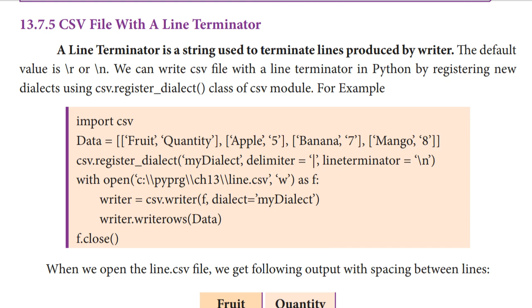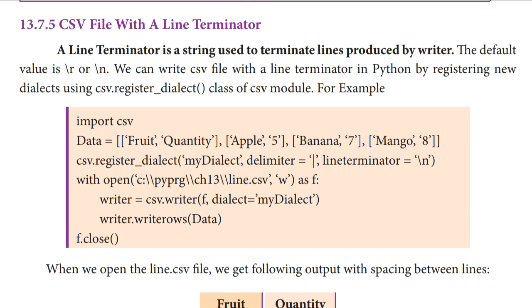We can write a CSV file with a line terminator in Python by registering new dialects using the csv.register_dialect class of the CSV module. So how do we mention this new line terminator, how do we register it in Python? With the help of new dialects using csv.register_dialect. So using this class, we are registering a new dialect, that is a line terminator.